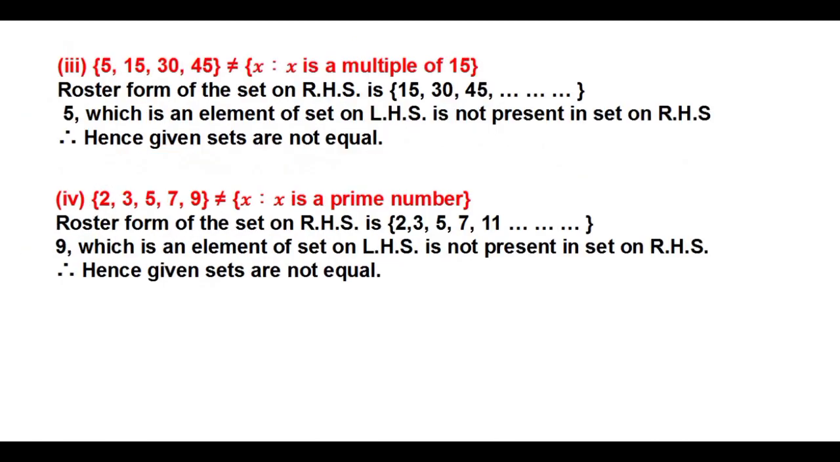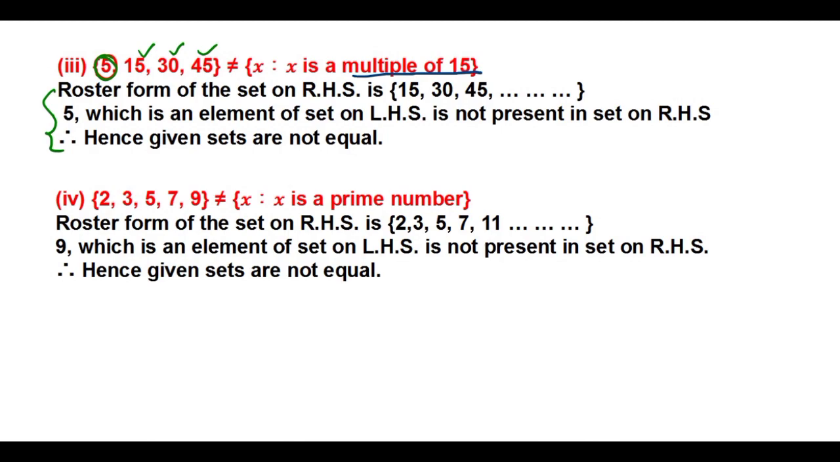Next one, 5, 15, 30, 45. So what is this? They gave these as the multiples of 15. Let me know, is 5 a multiple of 15? No. Of course 15, 30, 45, these three numbers are multiples of 15, but 5 is not a multiple of 15. So that's the reason both are not equal. So you can cover this point. What I gave as explanation in this, you can cover there.